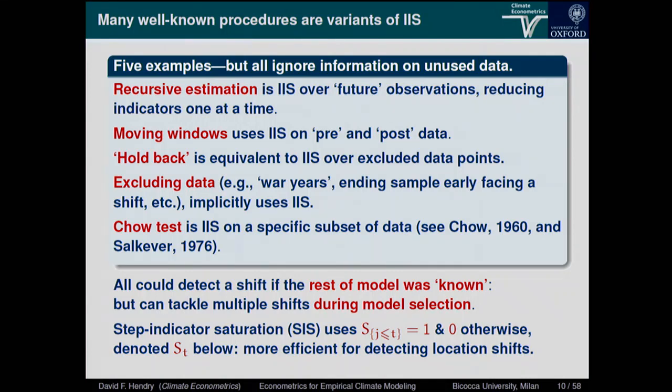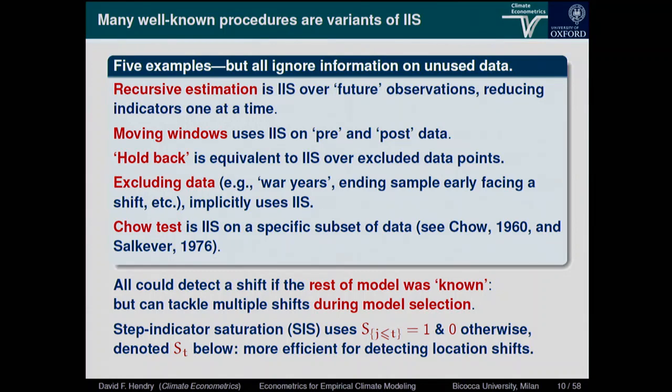So if you imagine holdback, you fit it to some period and you leave another period out. Well, if you'd put it out by doing impulse indicator saturation, you could have looked at the values of the indicators and discovered that in fact things are wrong, and that the holdback is not just testing the way it's done in some of the literature, trying to control the size of the procedure that they're doing.